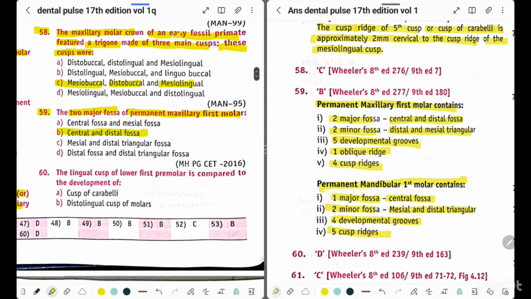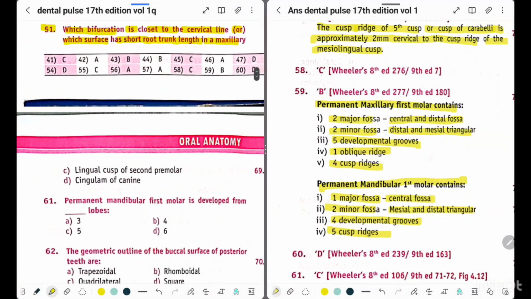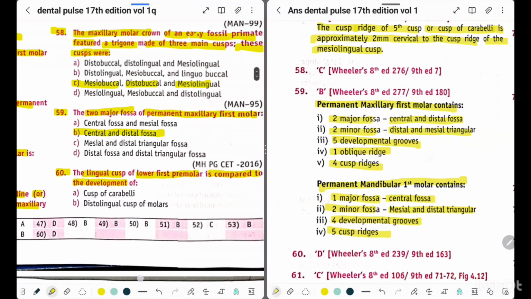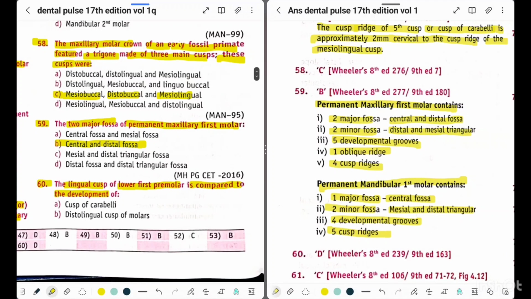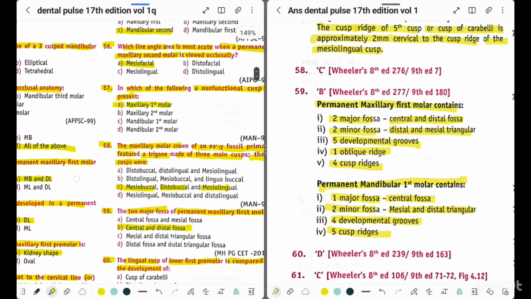Question 60. The lingual cusp of lower first premolar is compared to the development of cusp of Carabelli, distolingual cusp of molars, lingual cusp of second premolar or cingulum of canine. So its answer is cingulum of canine. The lingual cusp of lower first premolar is compared to the development of cingulum of canine. So we have done 20 questions in this video.